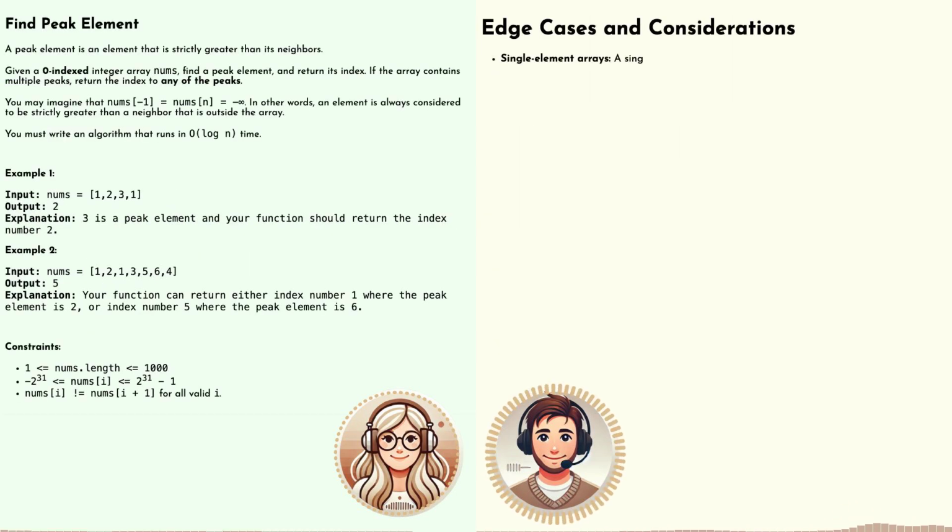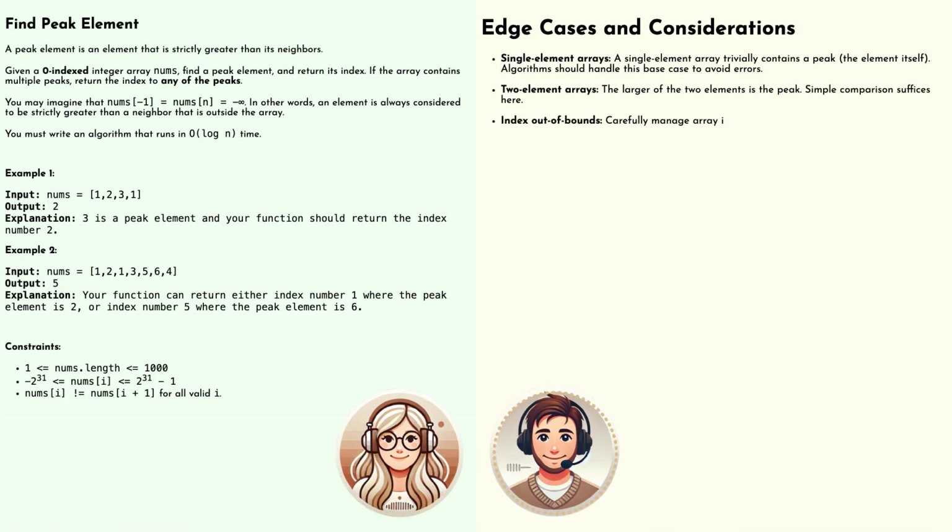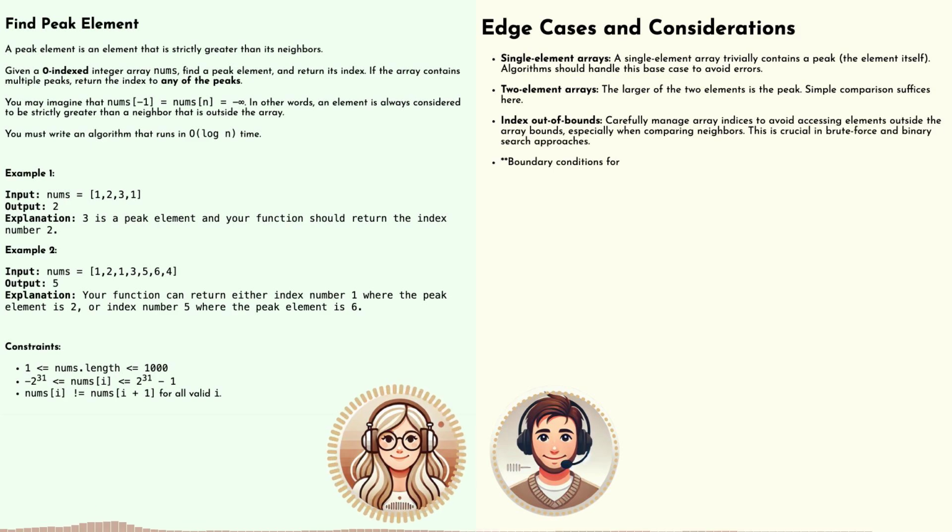I love that analogy. So are there any potential pitfalls or edge cases we should be aware of with this binary search approach? That's a great question. There's a few things we need to keep in mind, like what if our array is empty?